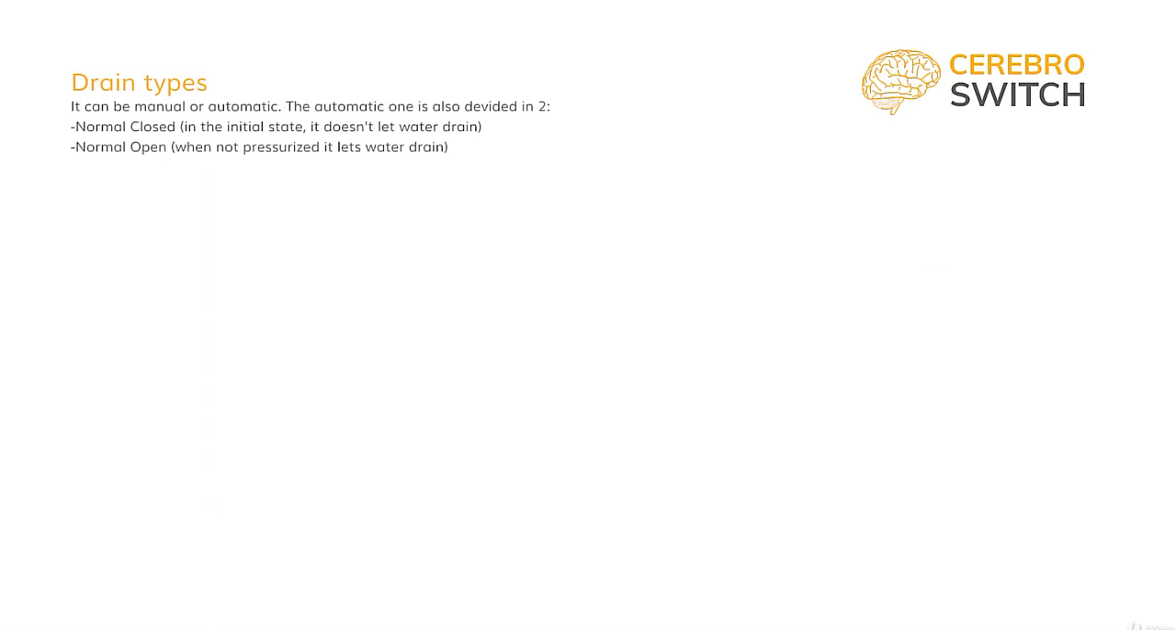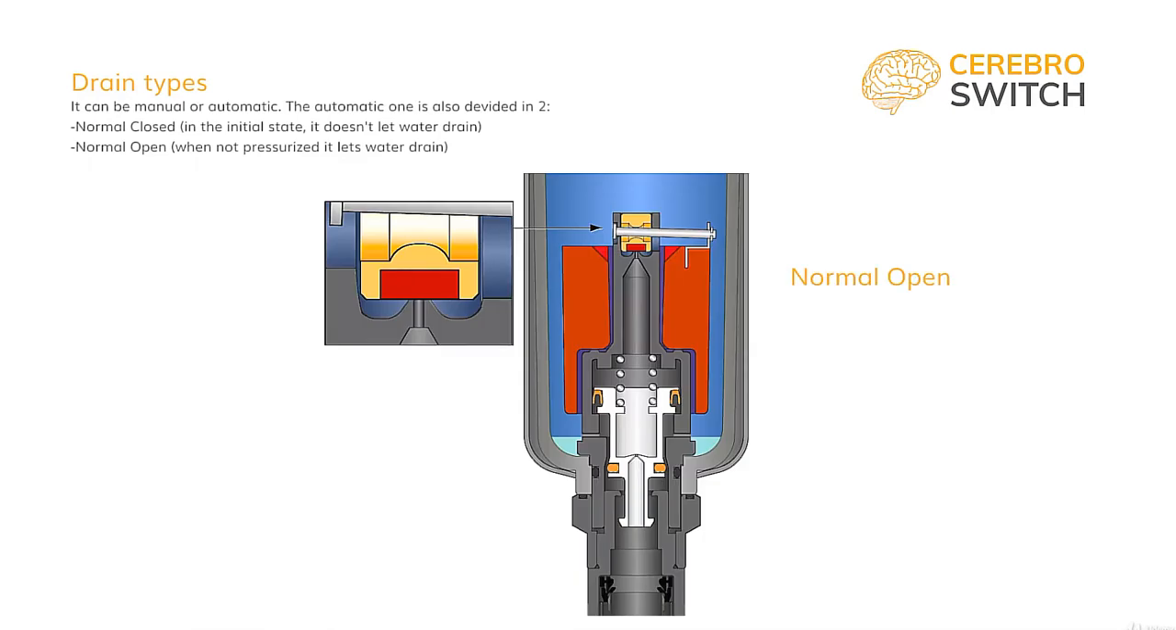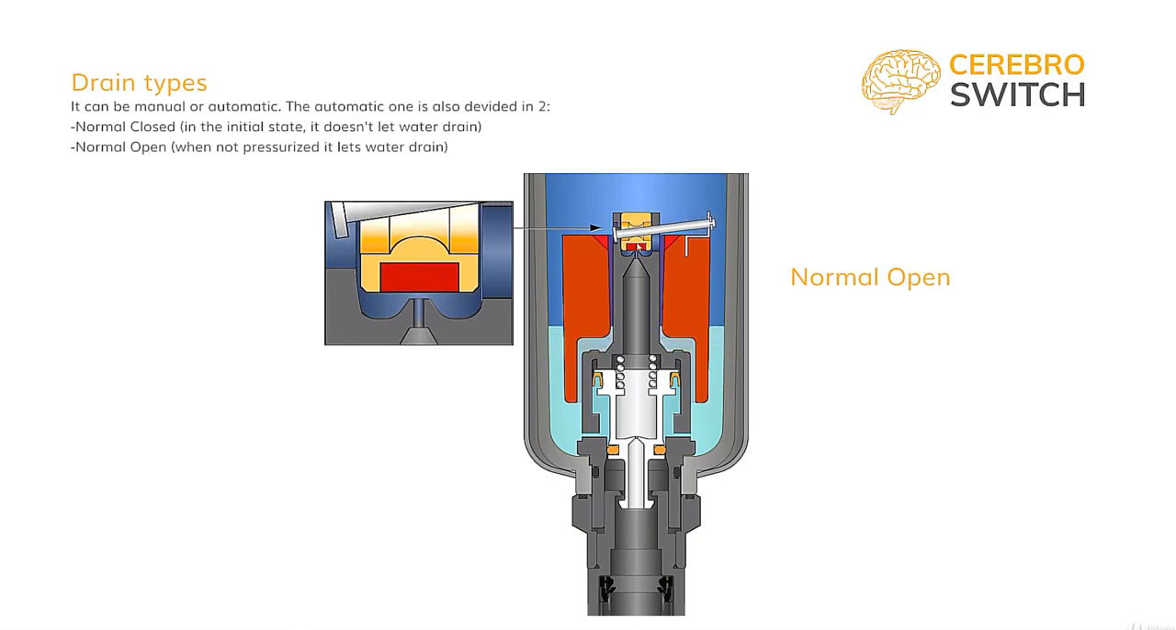Now, let's see how the normally open auto drain works. This auto drain, unless pressurized, will stay open, letting water drain out. When the system receives pressure, it will close and work exactly the same as the normally closed one. The difference is that the piston inside the normally open is held open until pressure accumulates in the bowl and pushes the piston against the spring.